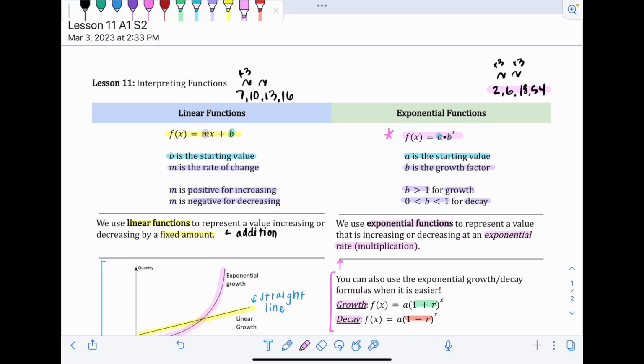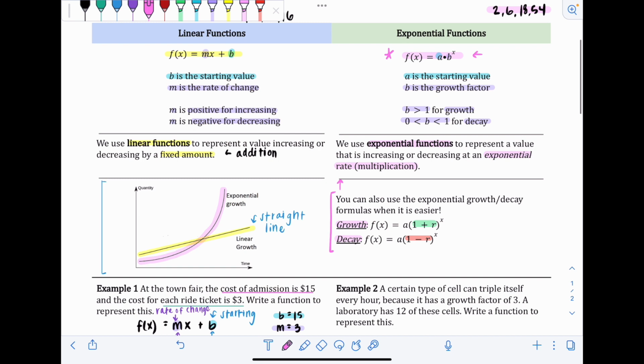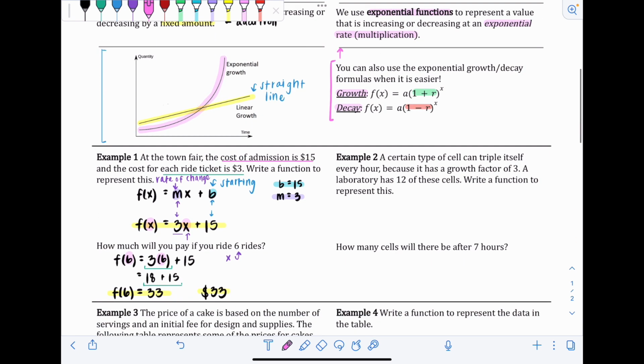So we would use the formula for the exponential function, which is this one right here. And this is one where I actually would recommend using that one up top rather than the exponential growth and decay formula, and I'll explain why in a second. So I'm going to start with that formula from up above that was under exponential function. So it's f of x equals a times b to the x power. And up above we wrote what each thing meant. So we said a was the starting value.